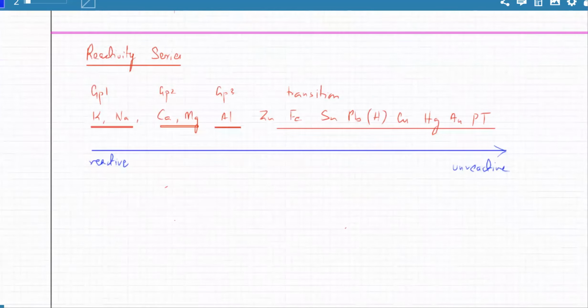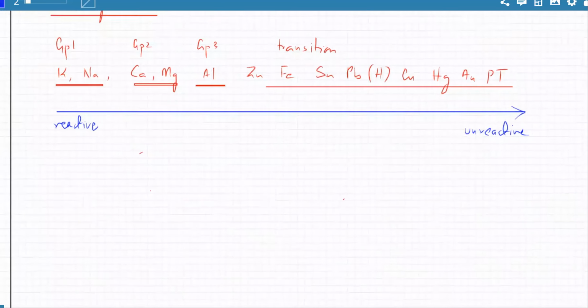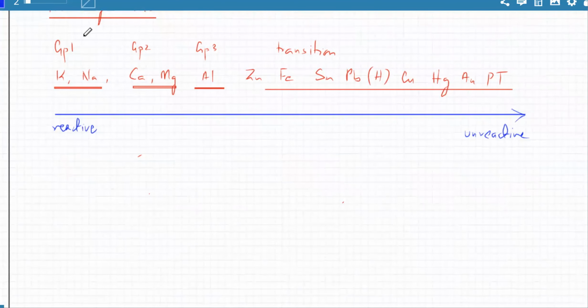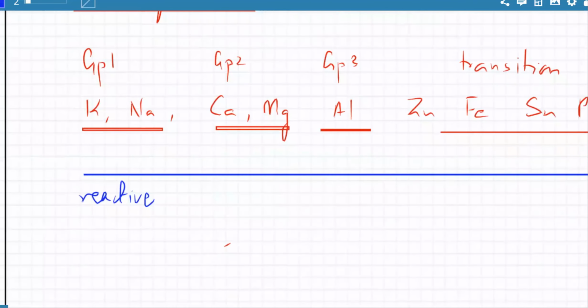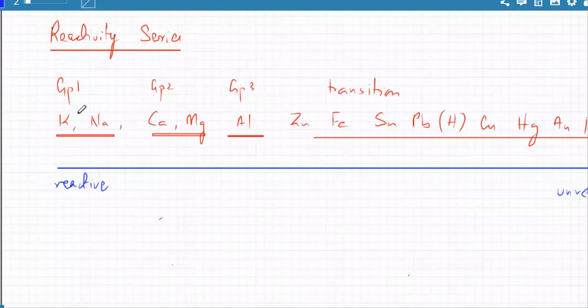The first thing we're going to do is the reactions with water. You have to memorize this reactivity series. And remember, who's more reactive? Down the group, reactivity increases. So if you're talking about group 1, I haven't written all the elements, but the one that's lower down in the group is more reactive compared to the one that's up the group.